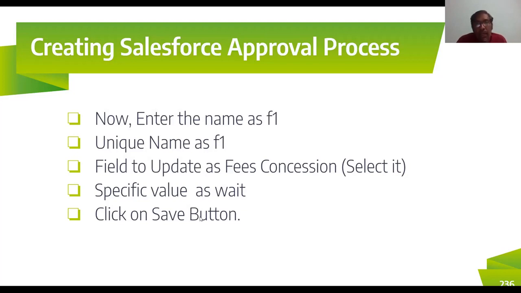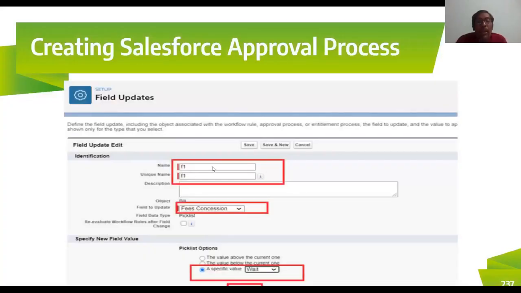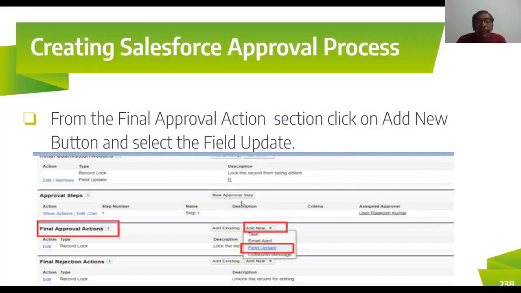If it is greater than 10,000, he will get the approval, right? No problem. If it is less than 10,000, you have to take special permission for the fees discount. So now it has to be selected as wait, and then you click on the save button. After saving, the name is going to be F1, unique name, then fees concession, the field you're going to update. Then specify the new field value, a specific value. What is the value that you have to select? Wait. After you have done that, click on the save button, right?